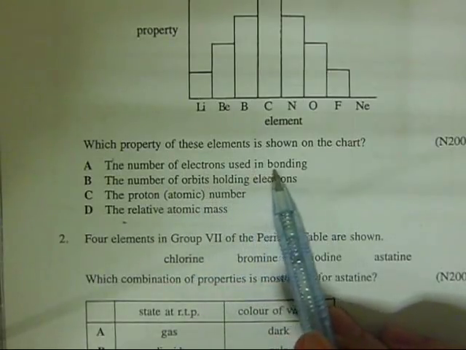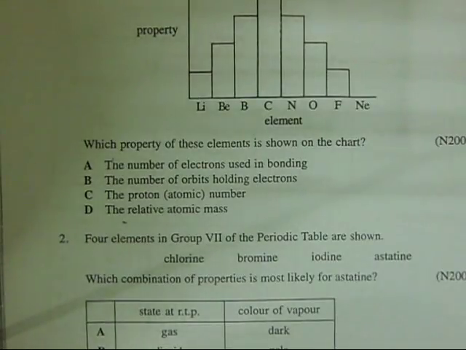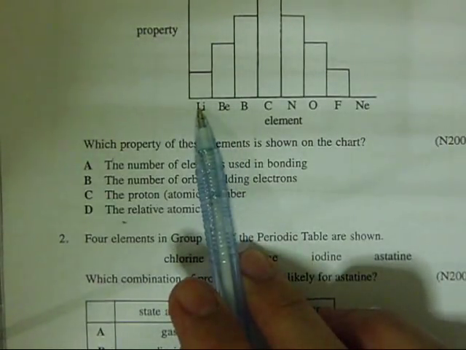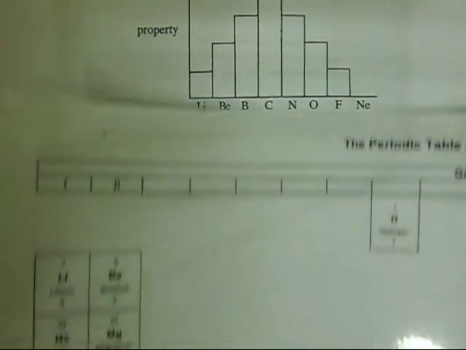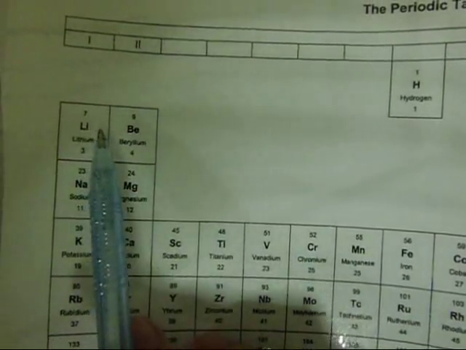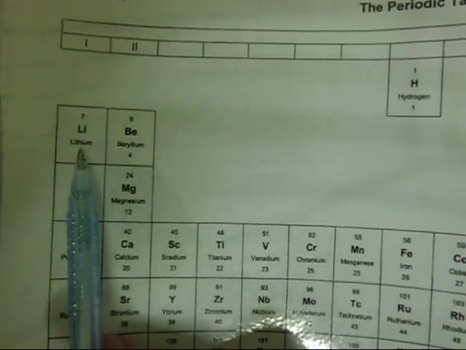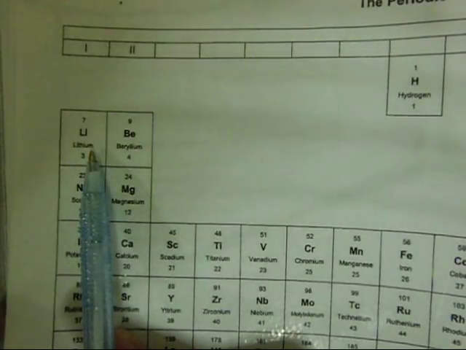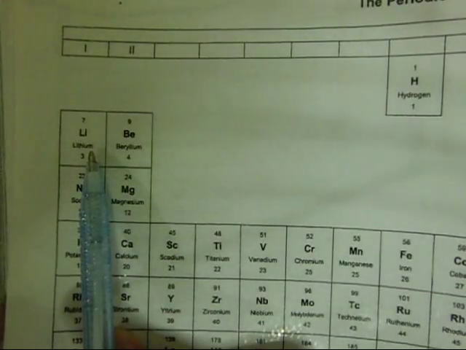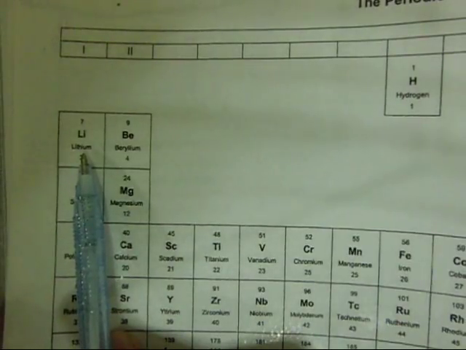The number of electrons used in bonding. Now what is the meaning of this? The number of electrons used in bonding. Lithium is from group 1. For all the elements in group 1, the number of electrons used for bonding is 1, because group 1 elements have 1 valence electron, and in order for bonding to occur this 1 valence electron must be lost. So for lithium the number of electrons used in bonding is 1.